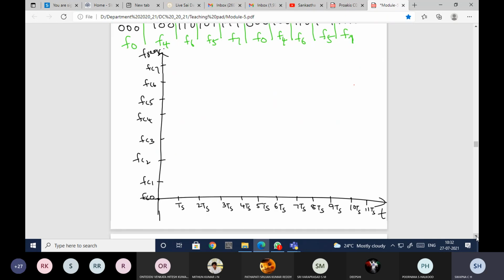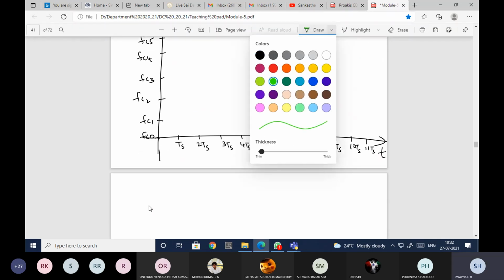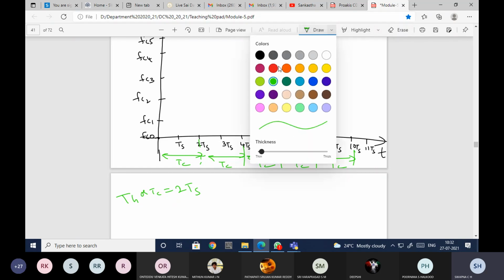You know that each TC, or chip duration, is equal to 2 TS. From here to here is one TC, and here to here is another TC. In each TC we need to transmit two symbols. From here to here again it is TC, and like that it goes on. Now let me assign the data.